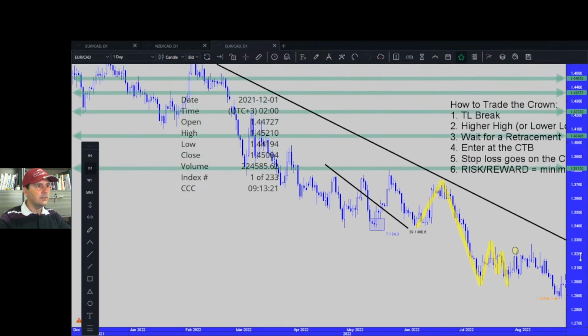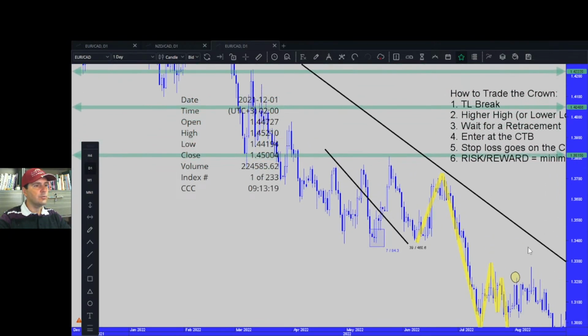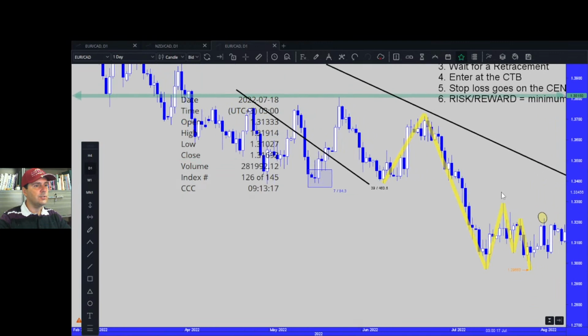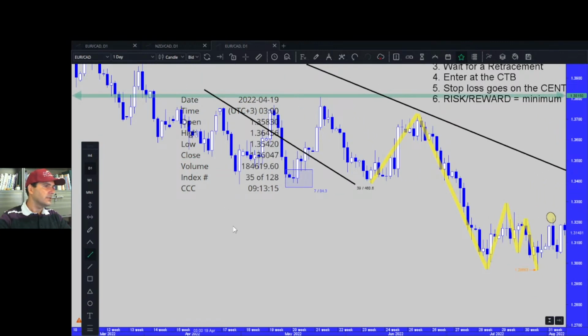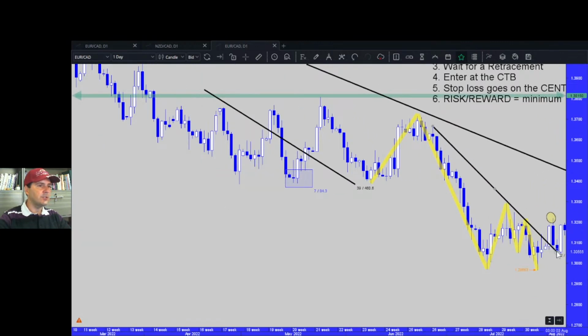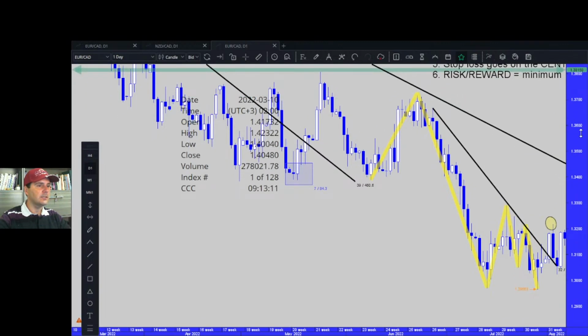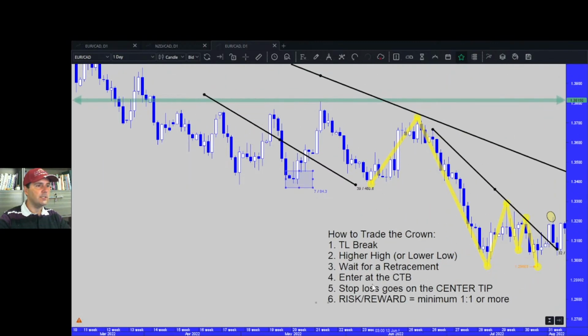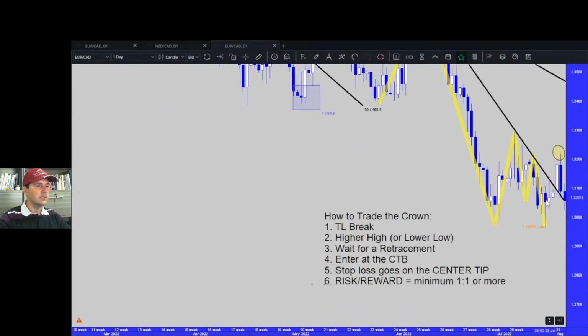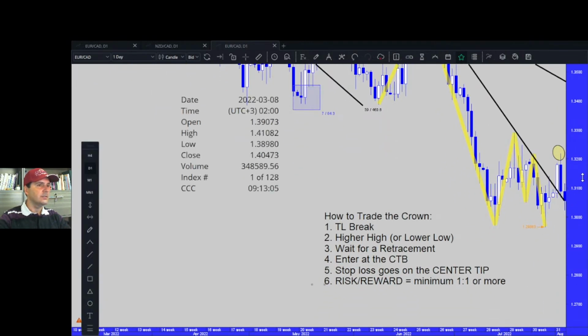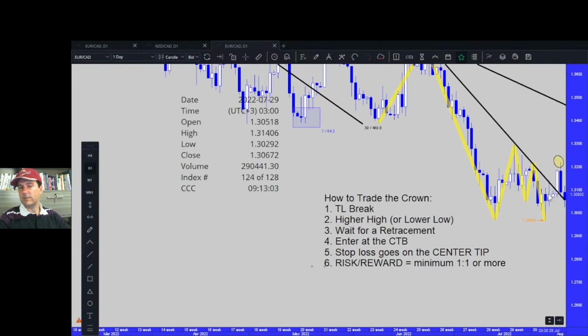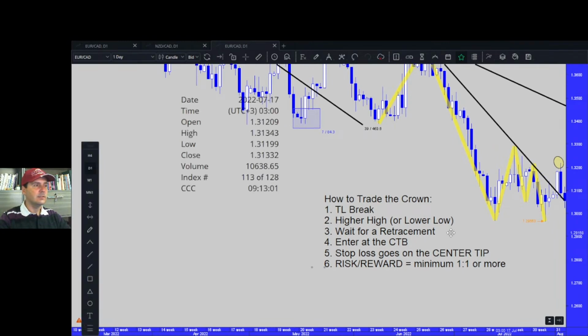Alright, everybody, some of you are going to do this and you will say, oh, I have a trend line break. But crown being a reversal pattern, anyways, here is the higher high, aggressive counter trend line break.